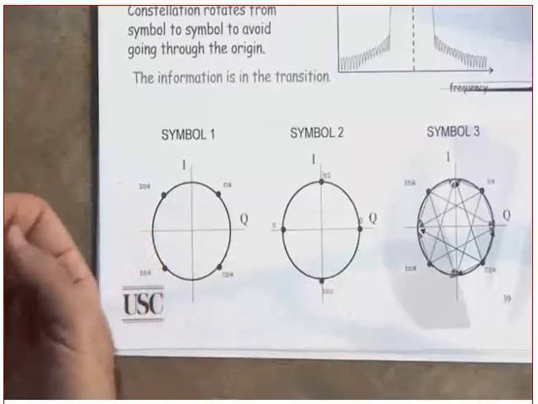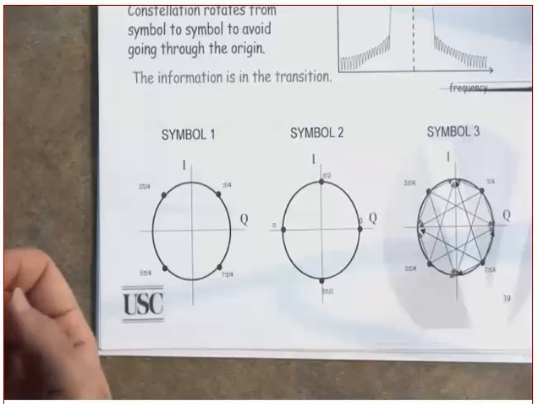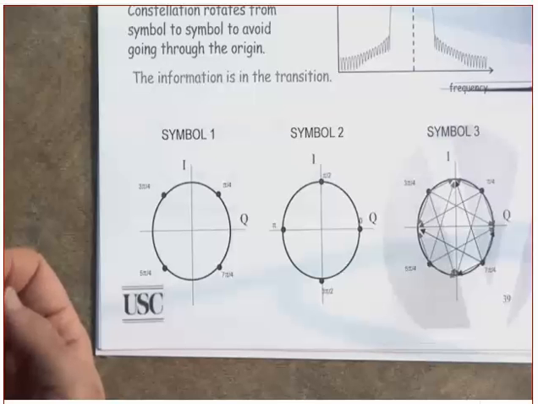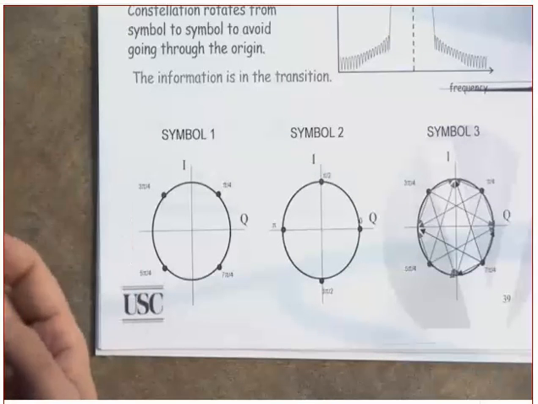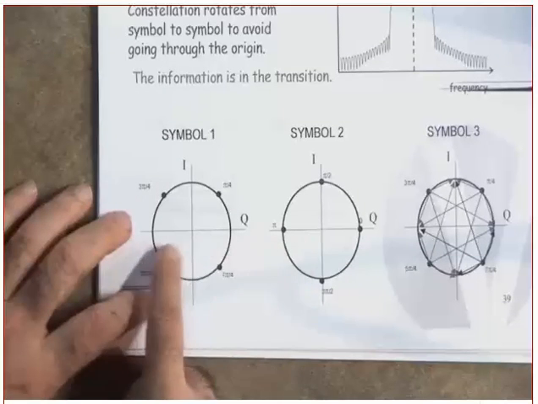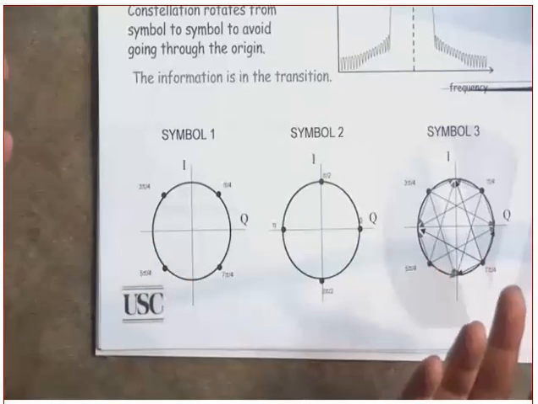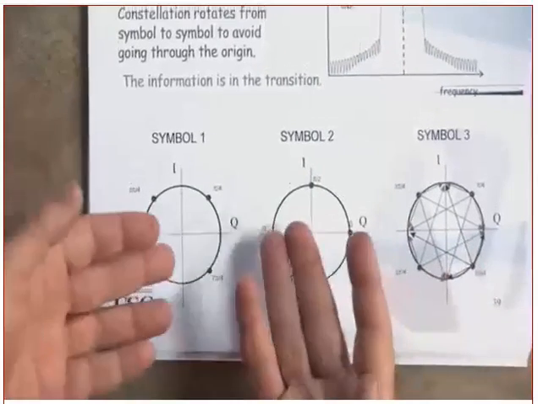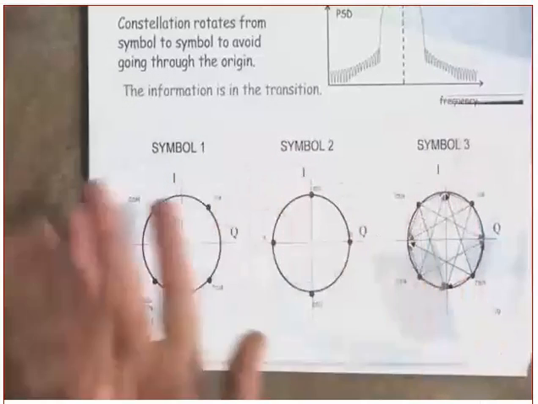Do you see something good in this? Anyway, what is the good thing? You cannot have 0 phase transition. Can you have 0 phase transition? Why can you not have 0 phase transition? Because you are alternating between 2 constellations. You are alternating between 2 constellations, and the constellations are offset from each other by 45 degrees.